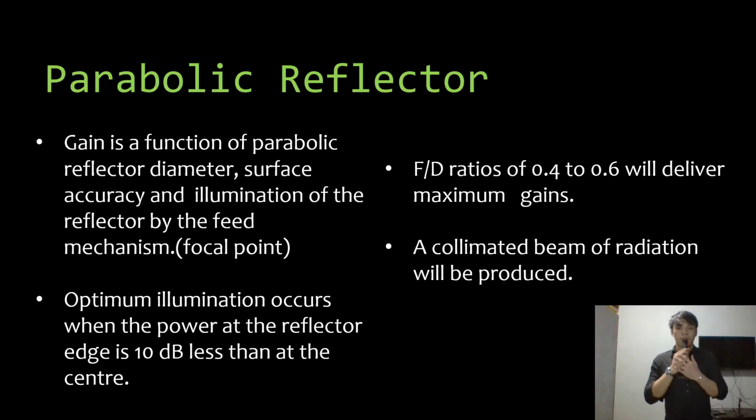So parabolic reflector, its gain is a function of parabolic reflector diameter, surface accuracy, and illumination of reflector by the feed mechanism or focal point. Optimum illumination occurs when the power at the reflector edge is 10 decibels less than at the center. So F/D ratios of 0.4 to 0.6 will deliver maximum gains. So a collimated beam of radiation will be produced.